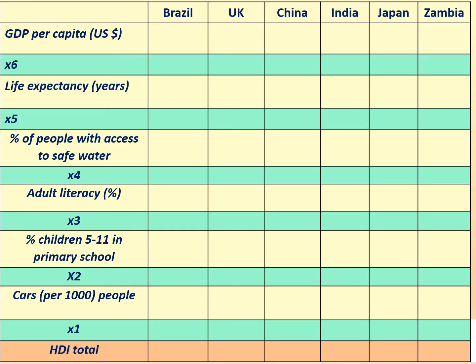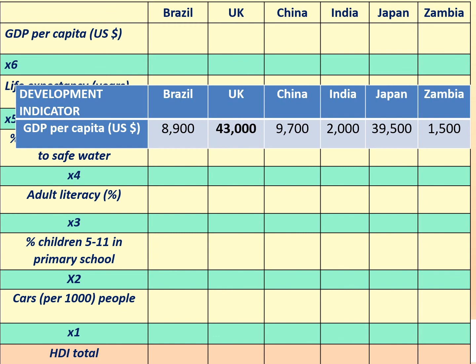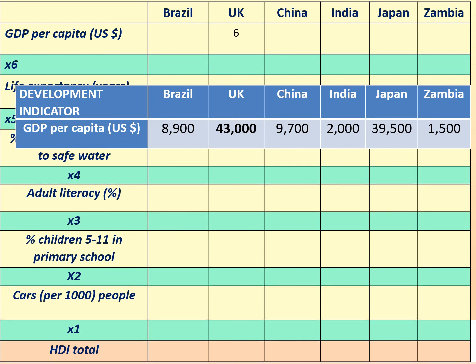Please copy this table into your books. You do not need to use colour. Press pause now. We are now going to rank our countries by GDP per capita. The UK has $43,000 per capita. It is the highest figure in the table. We will rank this 6th.